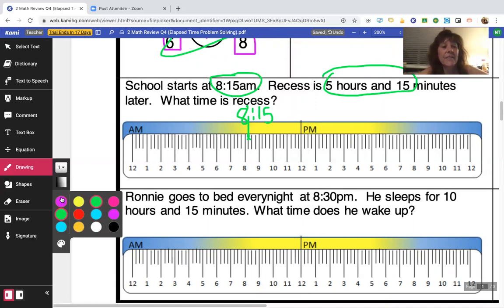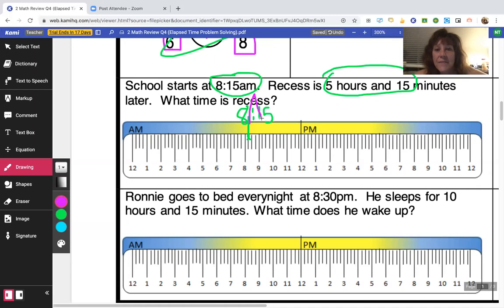I'm going to get a different color. Remember when we do mountains, hills, and rocks? Mountains are 1 hour, hills are 5 minutes, and rocks or stones are 1 minute. So let's go from 8:15 to 9:15. That's 1 hour. 9:15 to 10:15, that's 2 hours. Still says 5 hours though. 10:15 to 11:15. 11:15 to 12:15. And 12:15 to 1:15. Got right there.